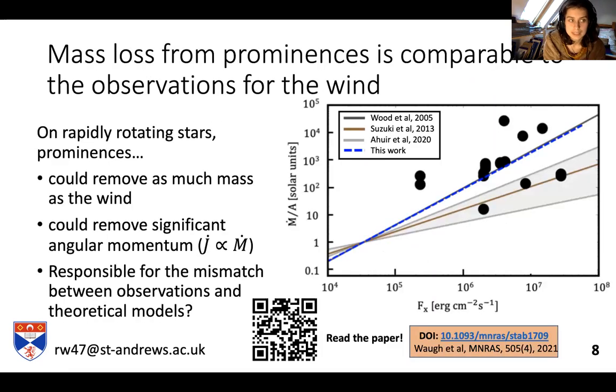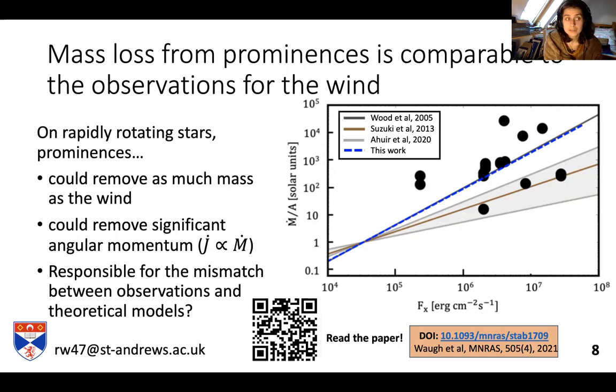Here are the mass loss rates that we calculated then for the M dwarfs based on the modeled prominences. So these are the black points. The blue dashed line shows the line of best fit for these points. And the other lines are the published wind relations that I mentioned earlier. So the prominences show a very similar relation to the wind. It's almost directly on top of one of the wind relations. And there's still quite a lot of scatter, as we saw in the wind plot too.